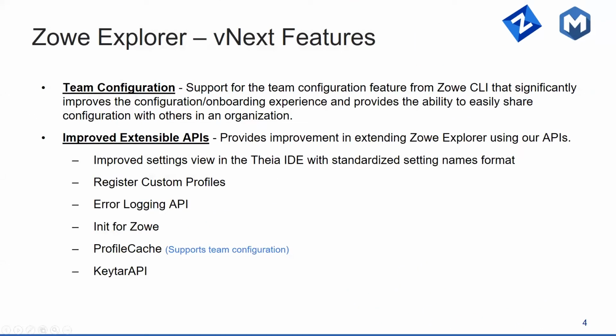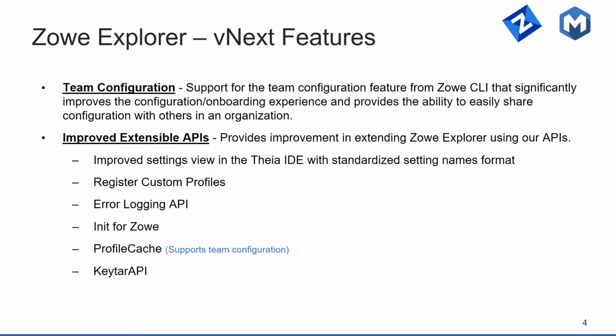All right, let me start with the vNext feature. So for Zowe Explorer vNext, we have two major features that we've implemented. One is the use of the team configuration file. So if you are interested in implementing team configuration into your extension, you can already use that. You can clone our repository and look around, or maybe check how we implemented team configuration and check it out. We also improved our extensible APIs, and I want to point out the profiles cache API.